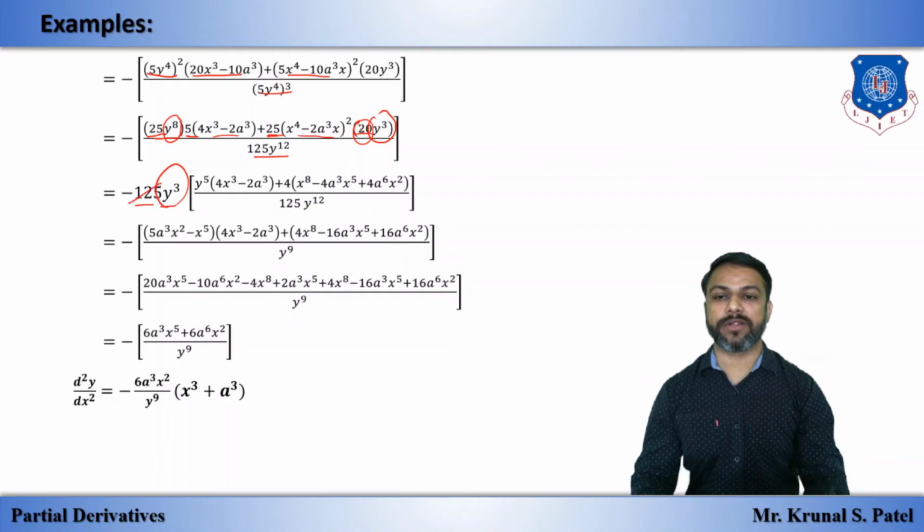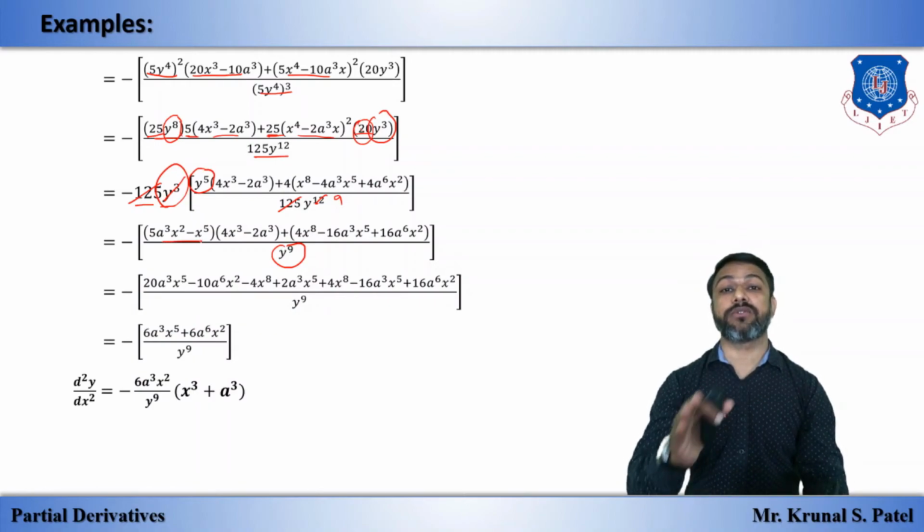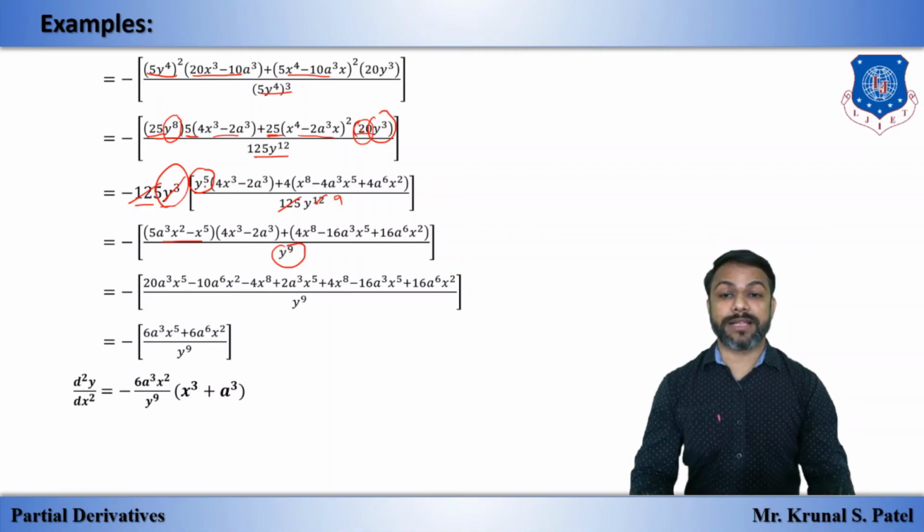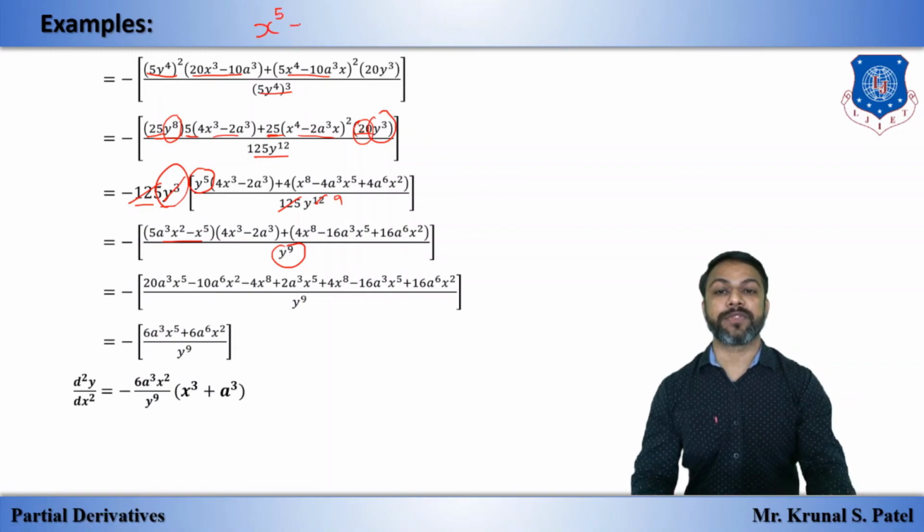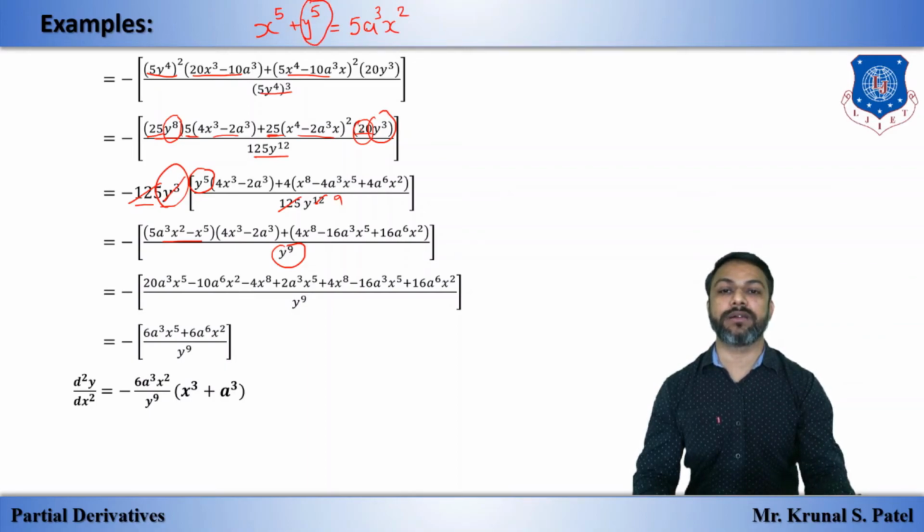By cancelling out 125, y cube with y raised to 12, we have 9. So in the denominator y raised to 9. Now we will put the value of y raised to 5 here. Why do we just put the value of y here? Because other than this y raised to 5, there is no other y in the numerator, and the y raised to 5 value comes from the question, x raised to 5 plus y raised to 5 is equal to 5a cube x square. So we just take y raised to 5 as the subject, so x raised to 5 this minus x raised to 5.